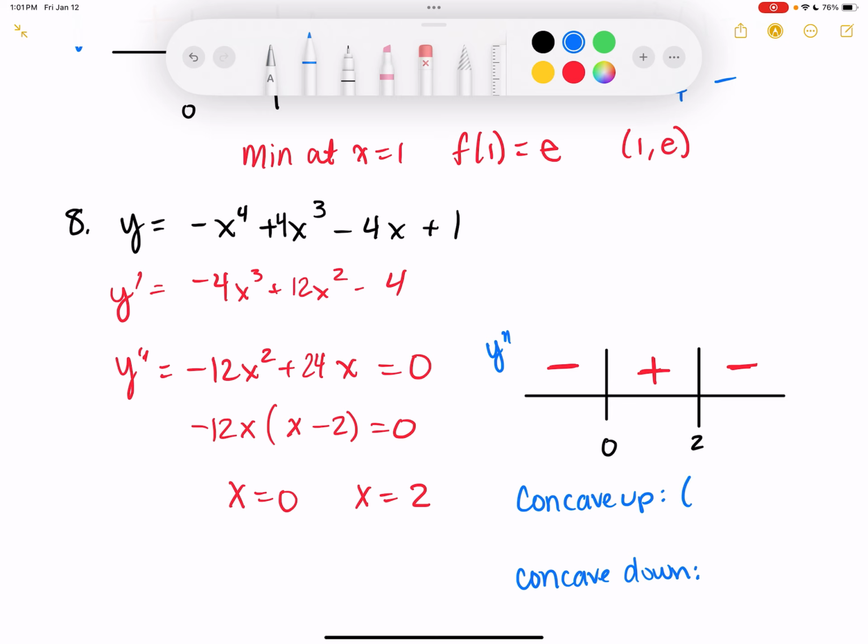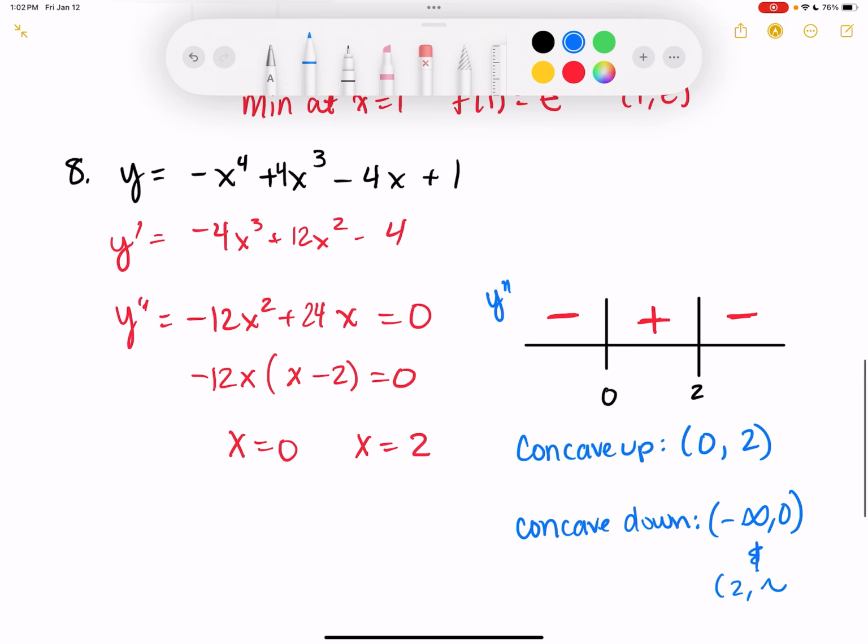So this would be from 0 to 2. Where y double prime is greater than 0. So then concave down would be negative infinity to 0, union 2 to infinity. I was reading the wrong thing. They don't write union, they just write and. Normally we have written that, but they do it as an and.